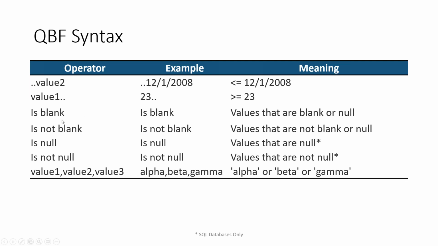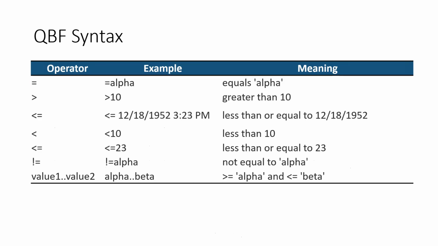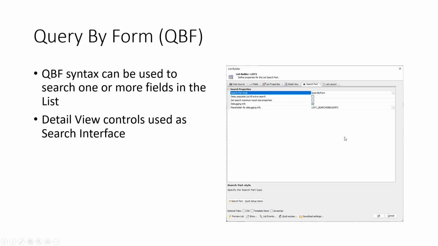There are also a few for checking if something is blank or null. An important thing about null is that it's only going to work on a SQL-backed data source. If you're using DBF, which you can't do in Community Edition, but for those of you running the full version of the IDE, if you want to search for something that's blank, you'll just use blank. And then there's also this comma syntax where you want to search for something that is A or B or C. So that's the QBF syntax, which you can use in your detail view controls, which are used as the search interface if you've set it up through the search part.